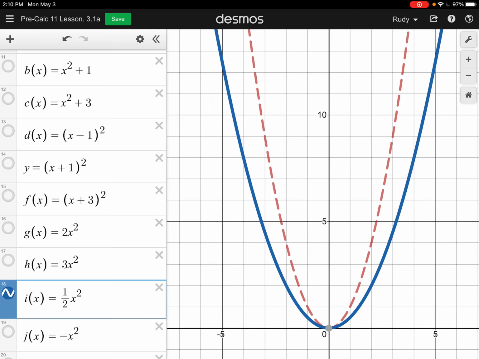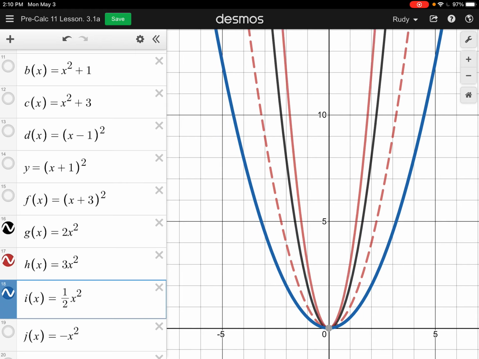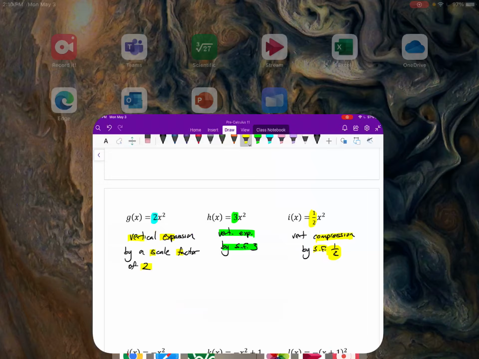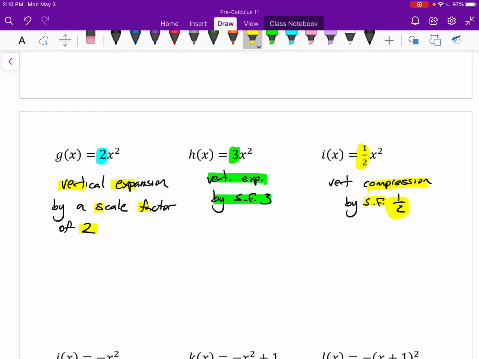And so we call this a compression because you can imagine all your y coordinates being squished down closer to the x-axis, whereas before they were expanded. So these two are expansions. What I have in blue is a compression. And so if I compare this, go back here, when I multiply by a number bigger than 1, like 2, 3, anything like that, I have an expansion. When I multiply by a number between 0 and 1, I have a compression.